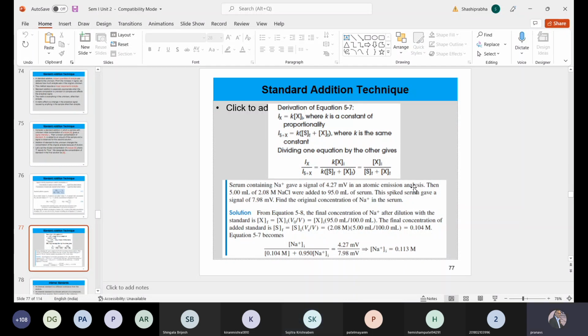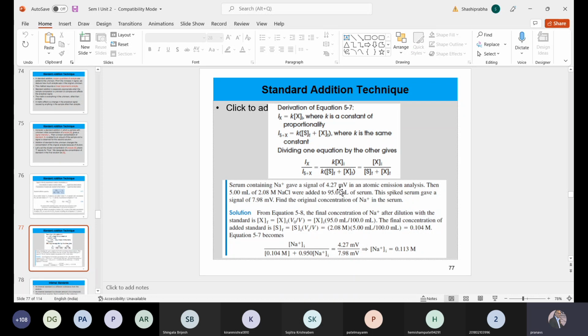This spiked serum gave a signal of 7.98 millivolts. मतलब जो फाइनल एडिशन के बाद जो हमें सिग्नल मिला दैट वाज 7.98 millivolts. तो ये जानना चाह रहे हैं कि पहले कॉन्सेंट्रेशन सोडियम आयंस का कितना था कि जिसने इतना मिलीवोल्ट्स सिग्नल दिया.